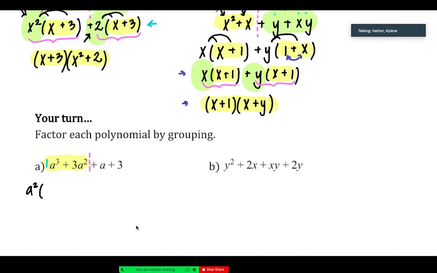And then I have to think, a squared times what is going to get me back to a cubed? Well, I would have to multiply in another a. And then a squared times what is going to get me back to 3a squared? I would have to multiply a squared by 3 to get back to 3a squared.